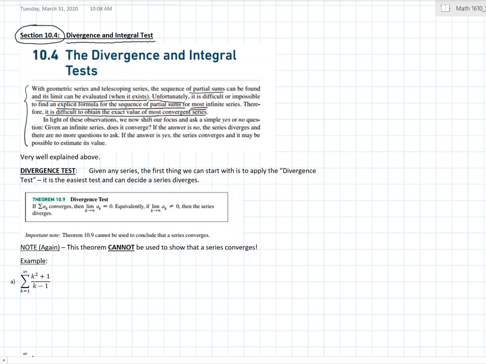So in light of these observations, we now shift our focus and ask a simple yes or no question. Given an infinite series, does it converge? If the answer is no, the series diverges and there are no more questions to ask. If the answer is yes, then the series converges, and then it may be possible to find or estimate its value.